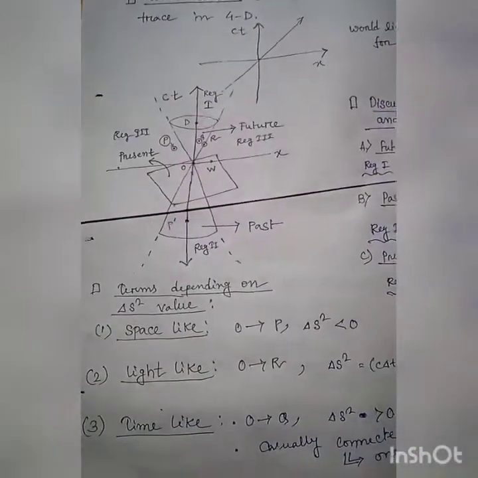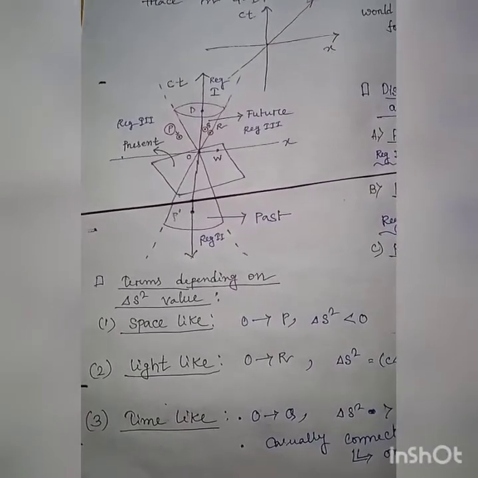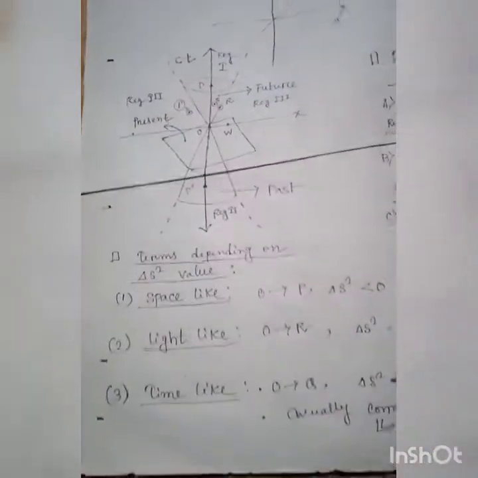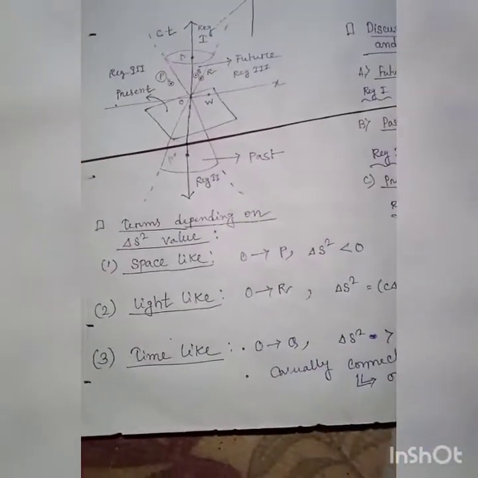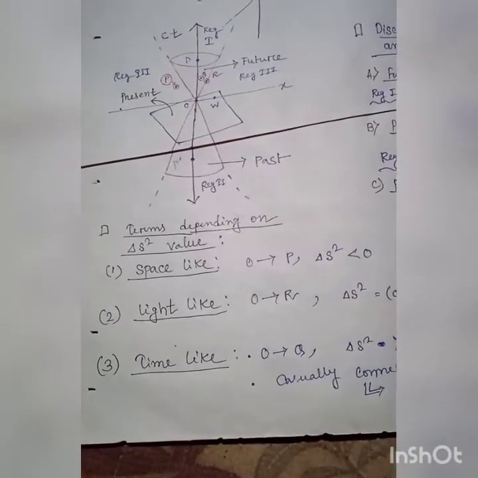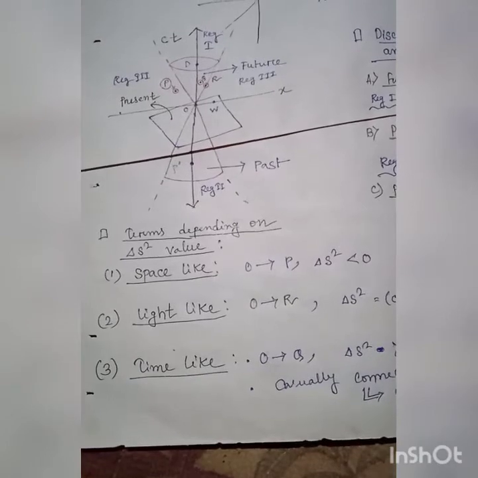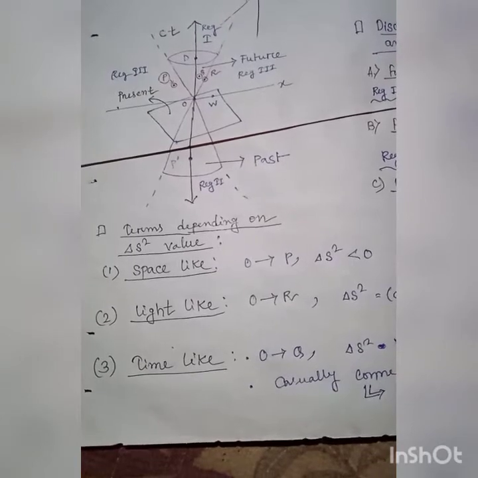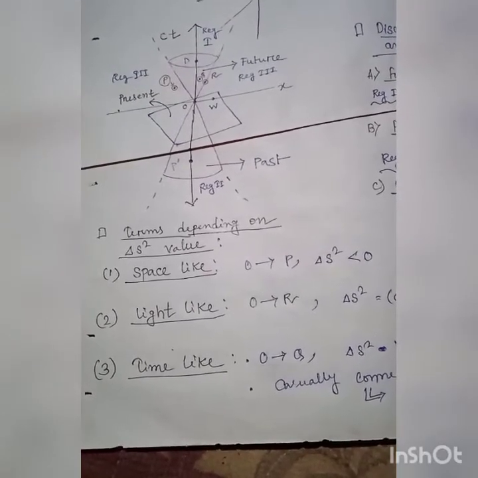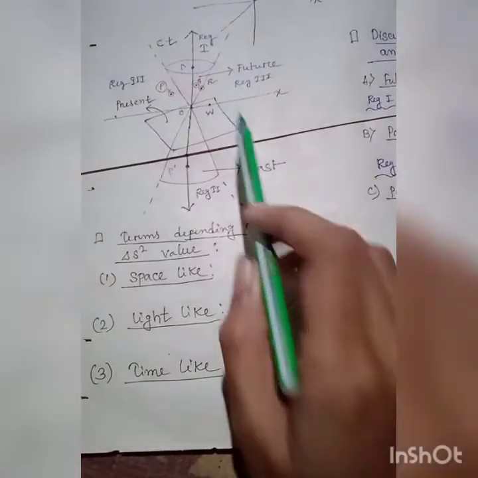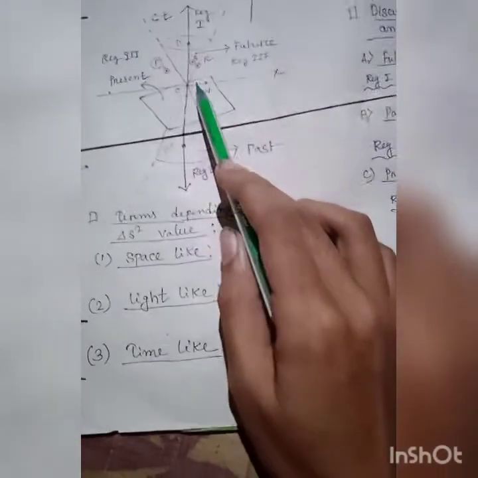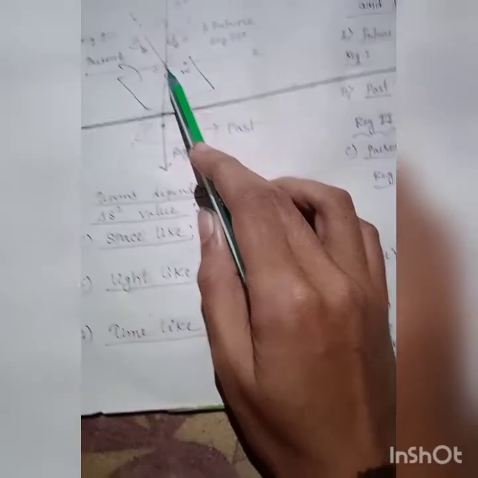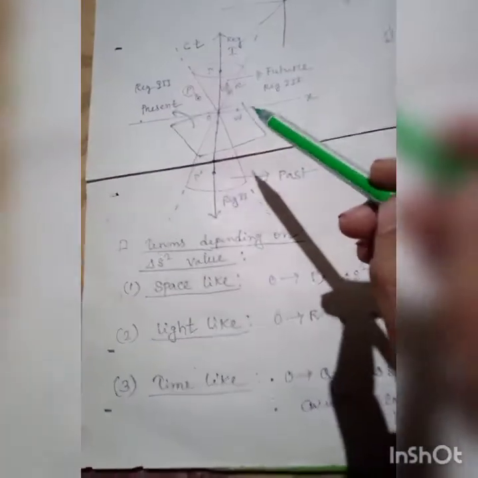Let us now discuss some important terms regarding Minkowski space. So far we have discussed what the space-time interval is, and now we will define some terms based upon its value in different regions. First, I would like to draw your attention towards the O to P point. O is simply here. This is the O point at the origin.